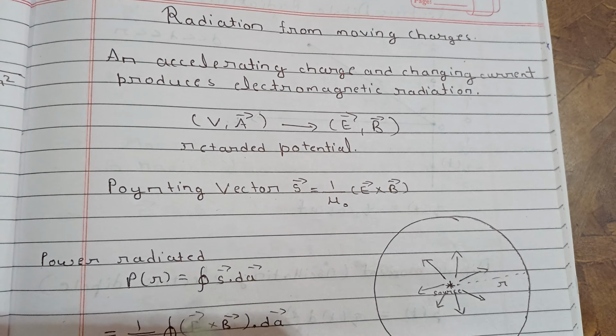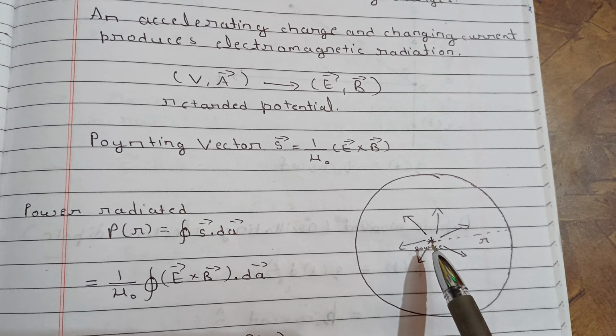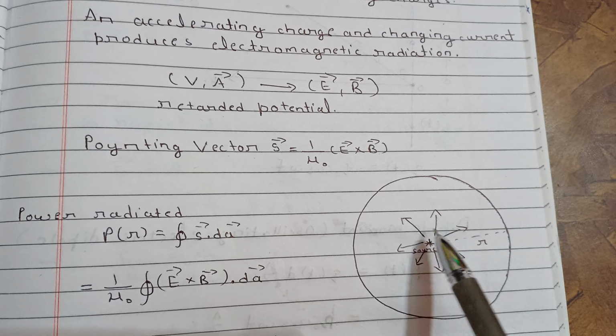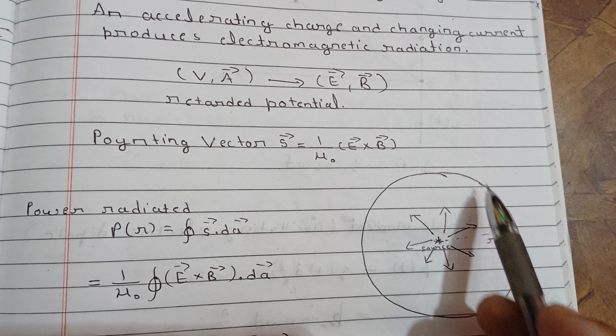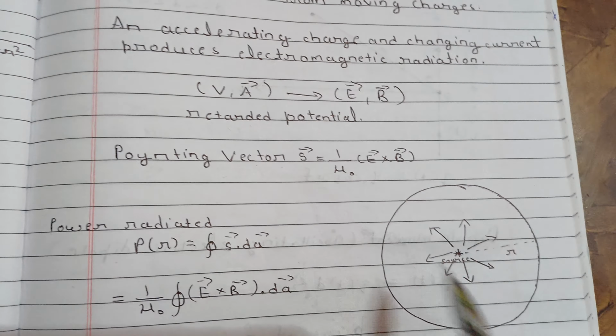And if you know E and B, then you can find the Poynting vector, which will show you how energy is transmitting. If you consider any source charge, whether a changing current or anything else, it is emitting radiation in a circular way. So we'll consider spherical symmetry everywhere, and we'll use the spherical coordinate system. That thing you must remember.